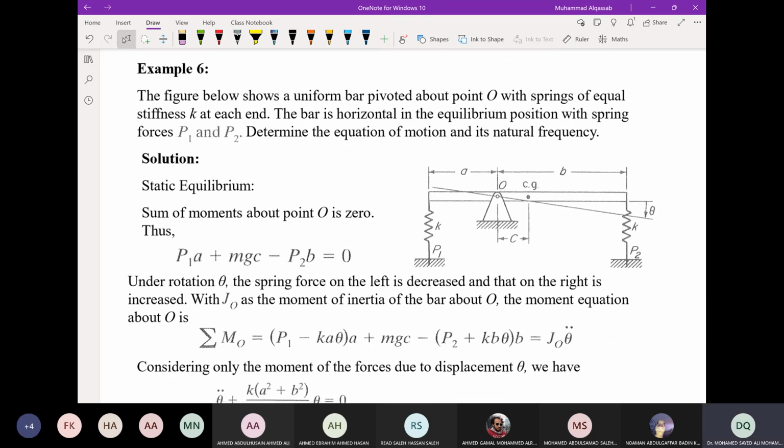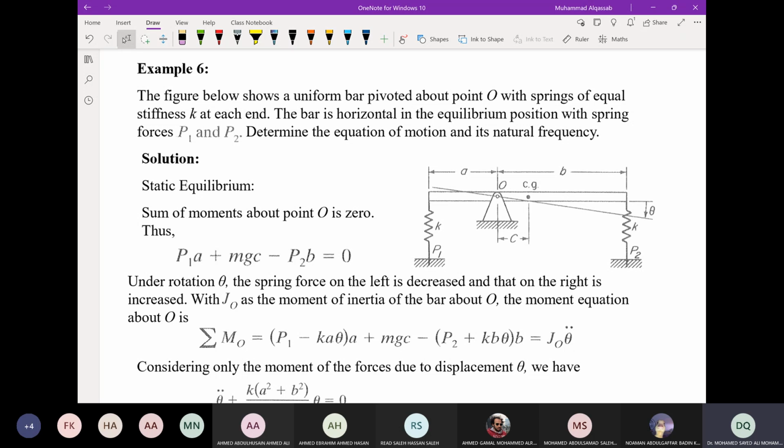Okay, so if you have no questions, I will move to example number 6, which is related to rotational vibration. The torsion and rotation both mean we have theta, but torsion is usually torsion of a shaft. Rotation means something like a pendulum or pivoted bars, as in this example.